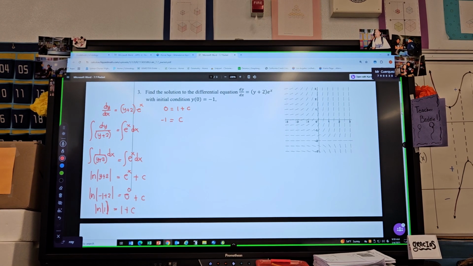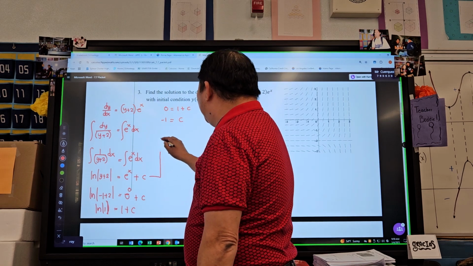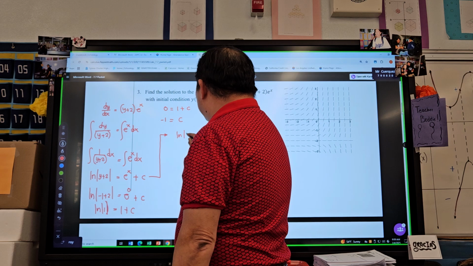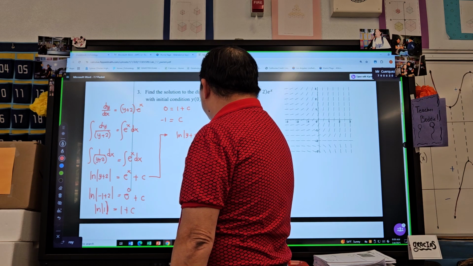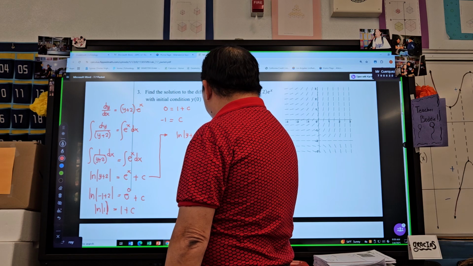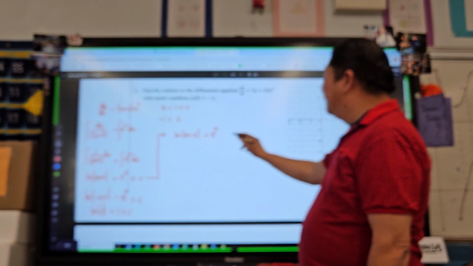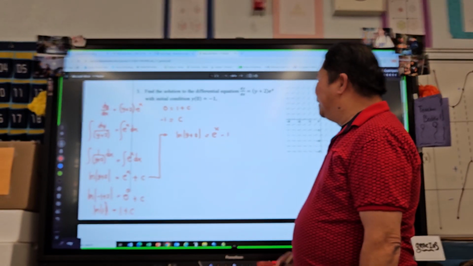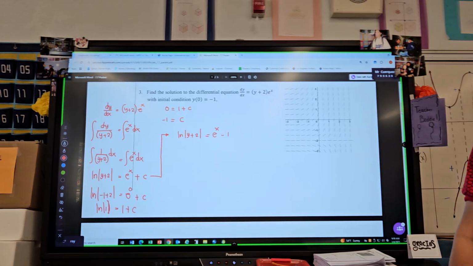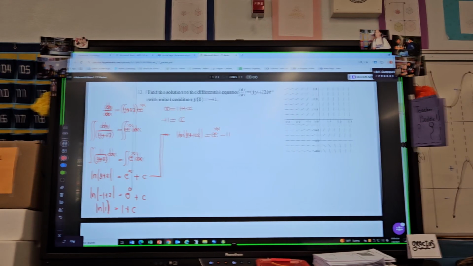So we have ln y plus 2 is equal to e to the power of x minus 1. And then, is that our final answer? We're gonna simplify. What to do with that 2?